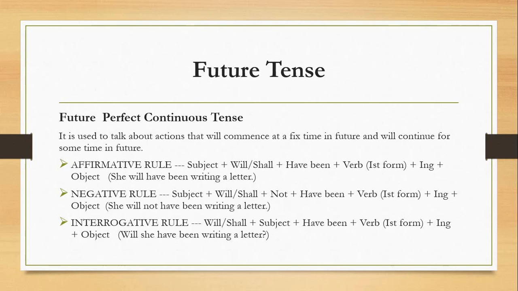Negative: subject plus will or shall plus not plus have been plus V1 plus ing plus object. She will not have been writing a letter. Then comes interrogative rule: will or shall plus subject plus have been plus V1 plus ing plus object. Will she have been writing a letter?